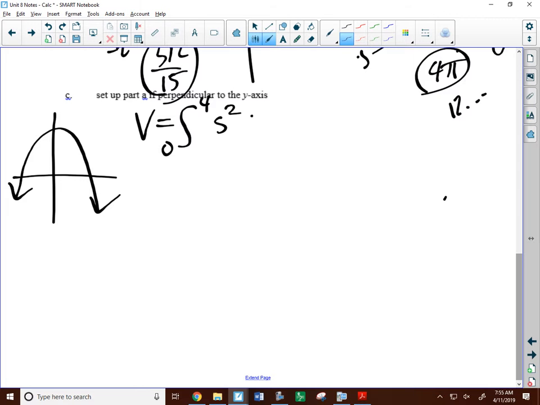S squared. But they want it as a dy question. So last time our squares were going here, so they were building up there. This time we're doing squares again, the squares are sitting on top, but going top to bottom, really. So they intersect perpendicular to the y-axis.